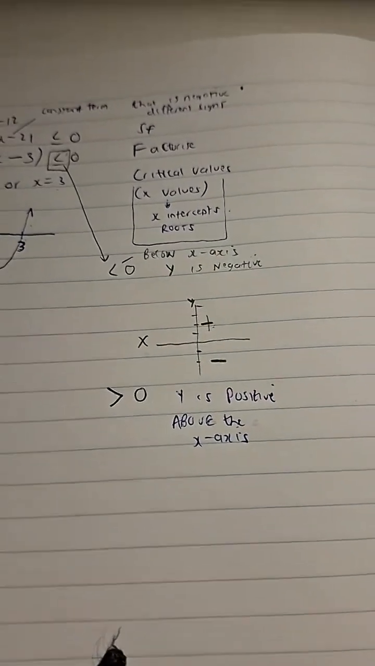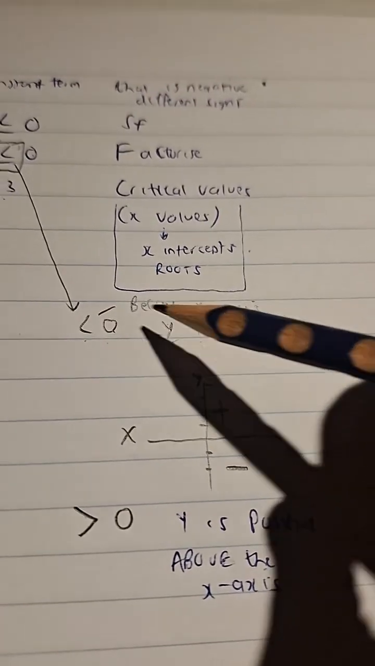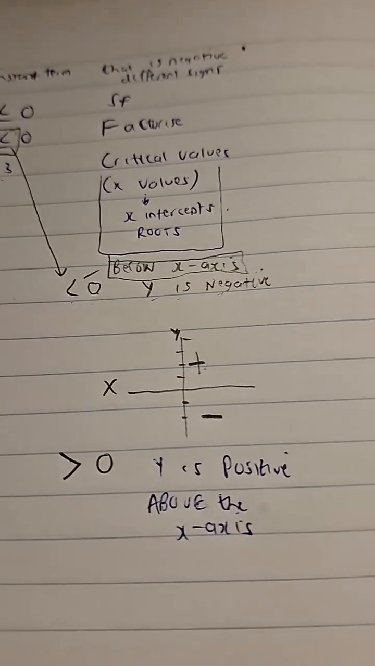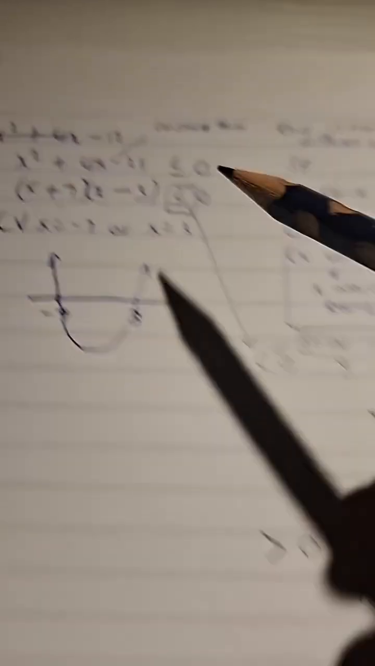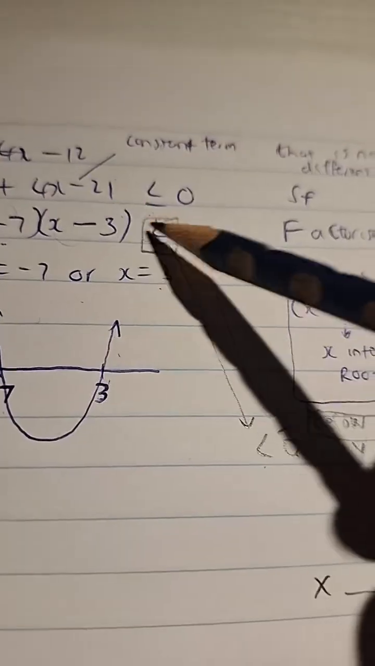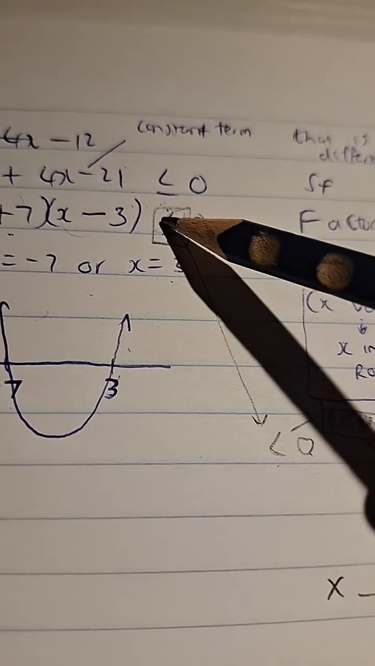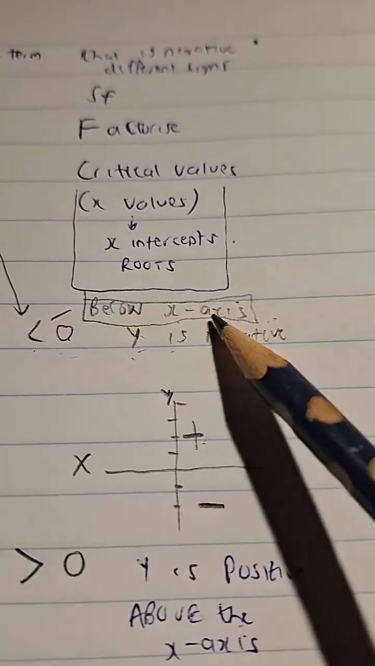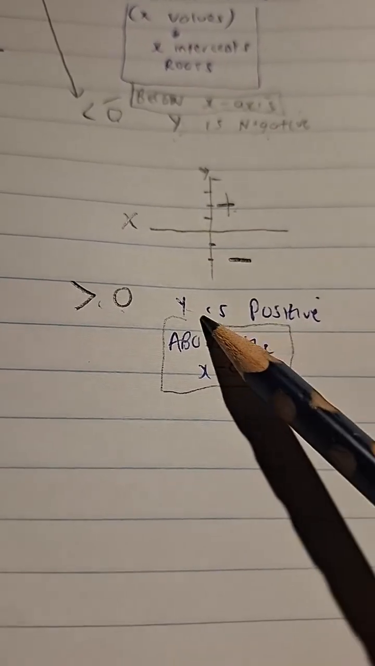So I repeat, what does less than 0 mean? It means where y is negative. Where is y negative? Y is negative below the x-axis. That's very important, guys. So if we are looking for less than 0, we are looking below the x-axis. I'm going to get to equal, but let's just look at less than 0 alone. Less than 0 means where y is negative, which refers to below the x-axis. What does greater than 0 mean? Greater than 0 means where y is positive. That means above the x-axis.